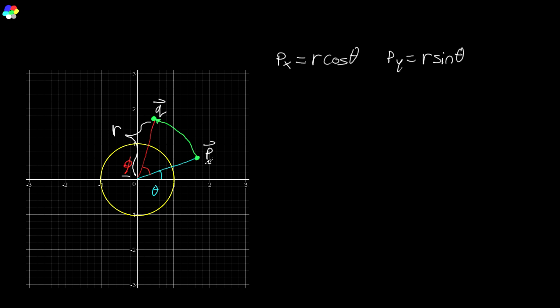So we know that Px is going to be R cos theta, right? Just our unit point here and then scaled by R. And Py is going to be R sine theta, same idea. Now this angle here from the x-axis to the red line, that's just theta plus phi. So Qx is just going to be R times cos theta plus phi, and Qy is going to be R times sine theta plus phi.